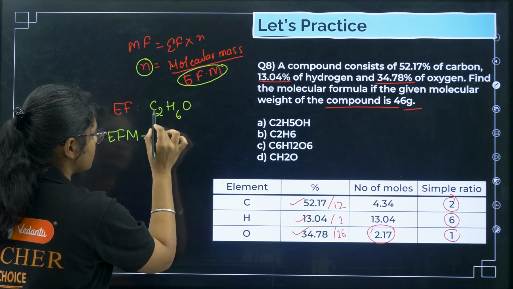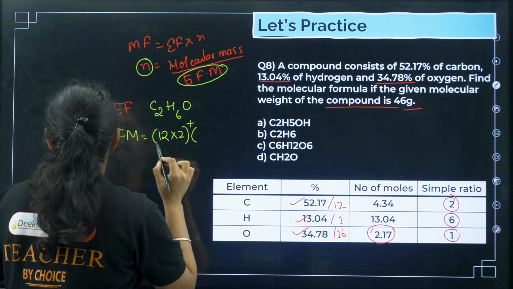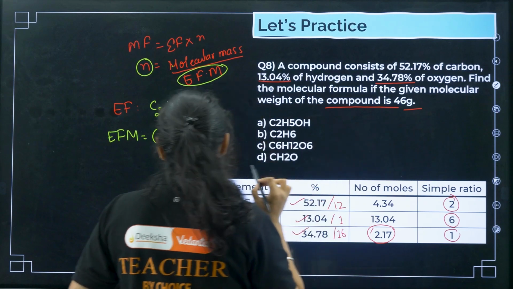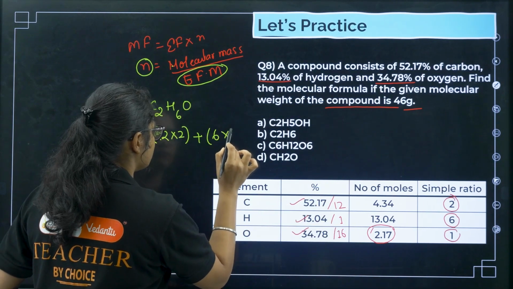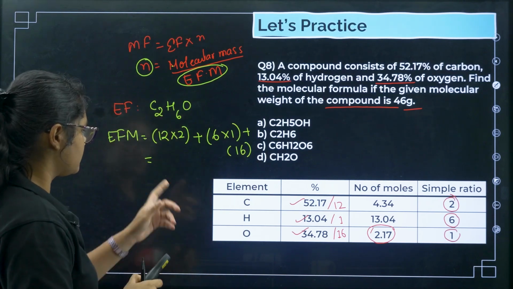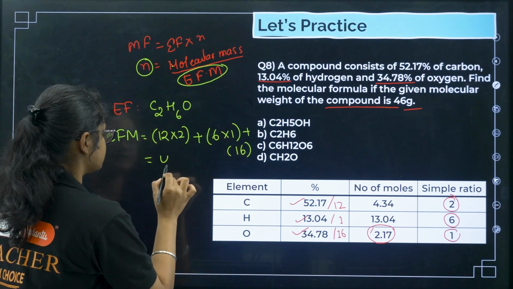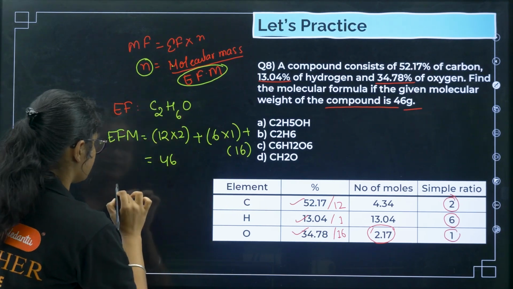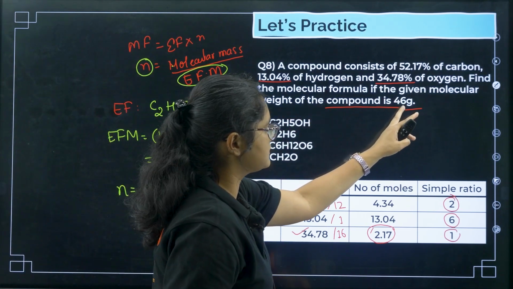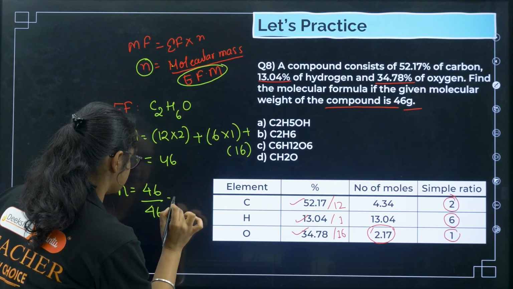You just need to calculate the mass here. So we have 12 into 2, plus 6 into 1, plus 16. So that will give us what? 12 twos are 24, 24 plus 6 is 30, 30 plus 16 is 46. Now let us calculate the value of N. N is the molecular mass by the empirical formula mass. The molecular mass is 46 and the empirical formula mass is 46. So 46 by 46 is equal to 1.